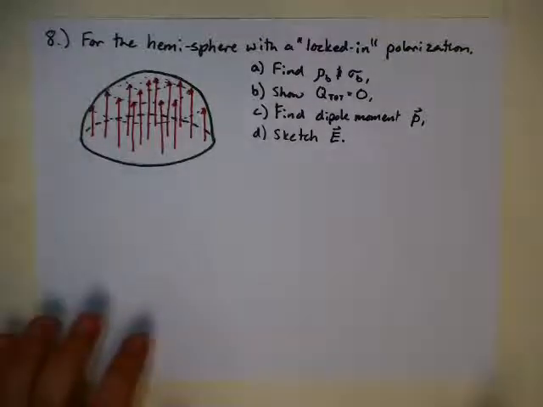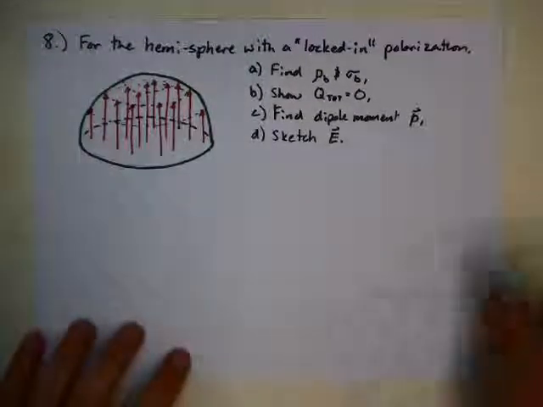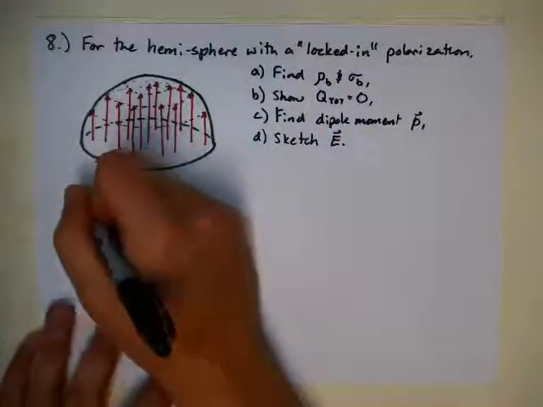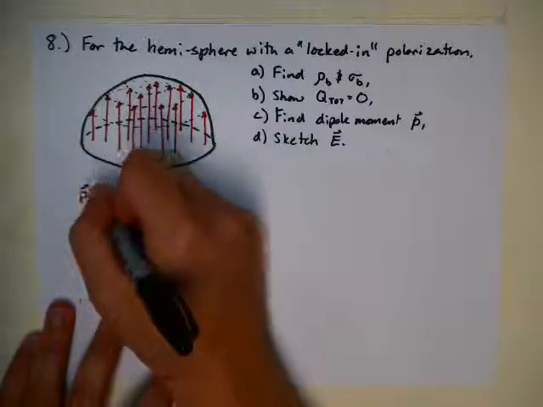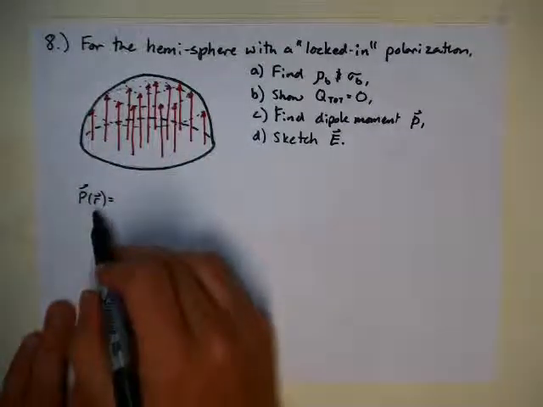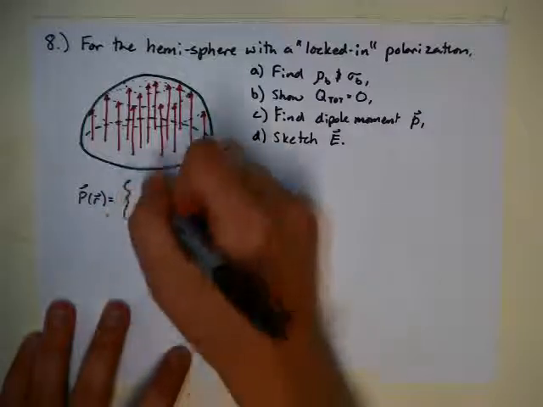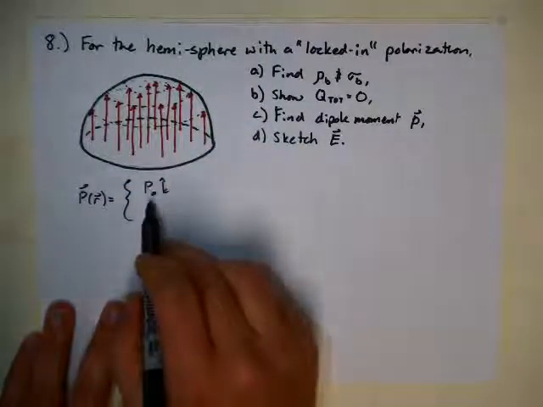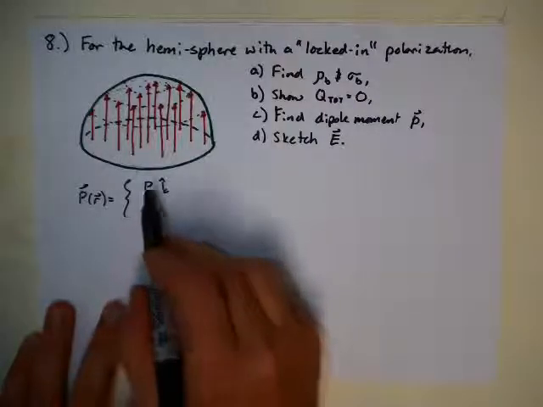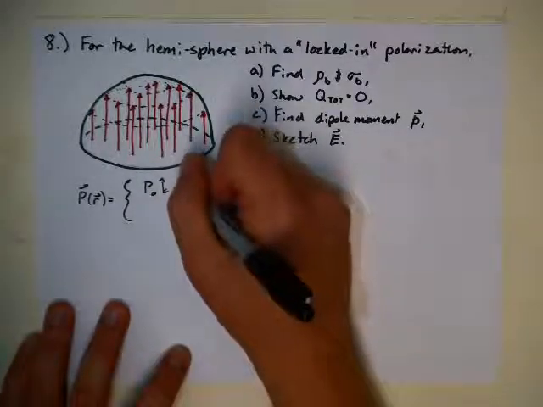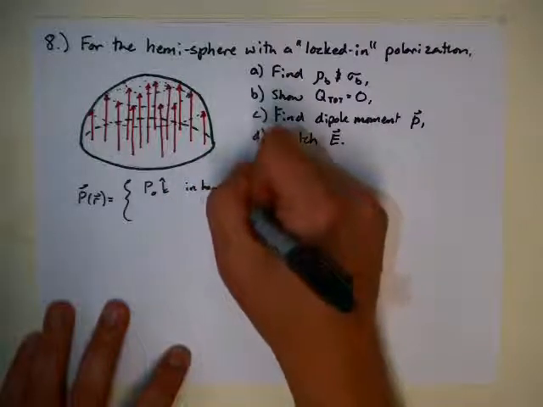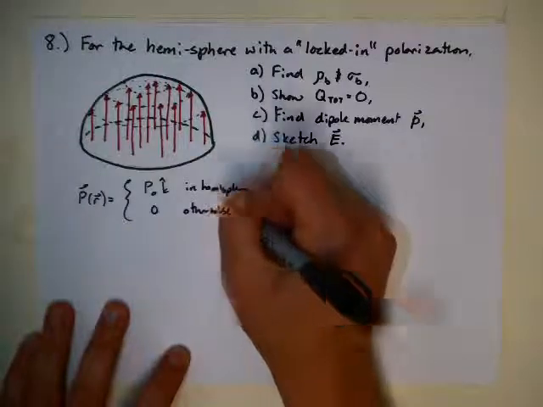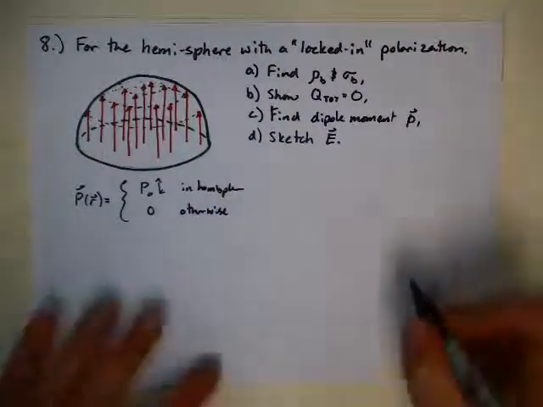First thing that I need to do is write down what the polarization field for this guy is. And so the polarization field, right, it's a vector field, so it depends upon position. But for us, it's actually really easy. It's just some uniform polarization in the k direction in the hemisphere, and 0 otherwise. Okay, and so that's going to make things really easy on us.